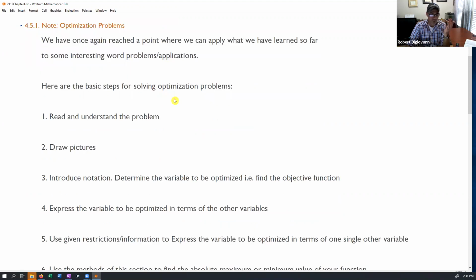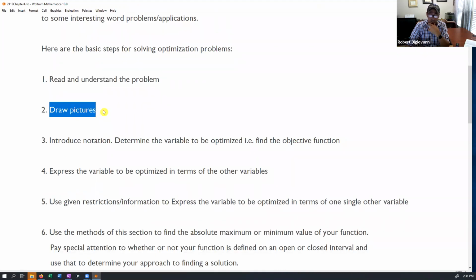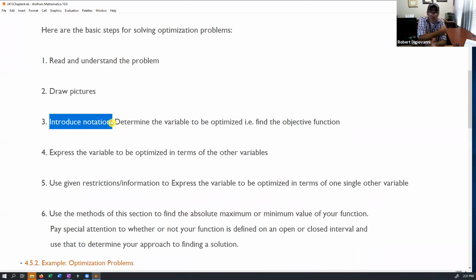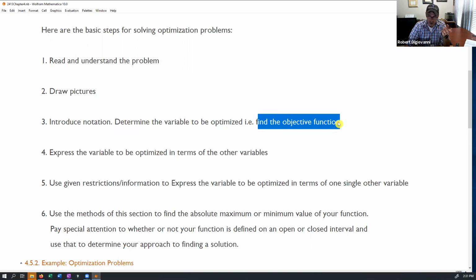It's a word problem most of the time. So we want to read and understand what the problem is asking us to do. We want to draw pictures when we can. We want to introduce notation. We might want to call something X, something Y, something T, whatever. And then, very important, we want to determine the variable we want to optimize. We need to figure out what it is that we're trying to optimize, and that is what we call finding the objective function.